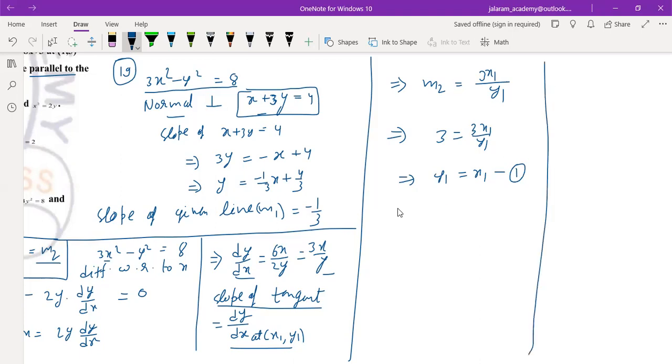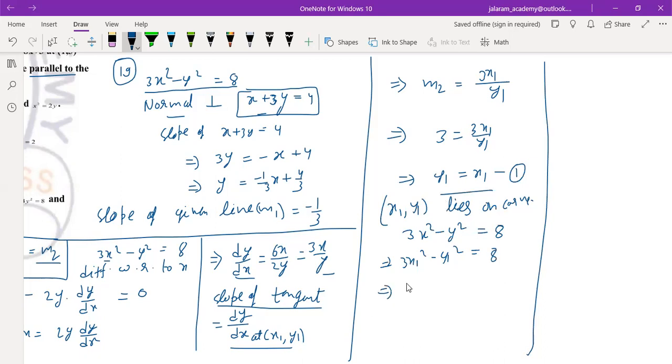And always we know that x1 comma y1, which is the point of contact, lies on the curve also, on this hyperbolic curve 3x square minus y square equals 8. So 3x1 square minus y1 square equals 8. And from equation 1, x1 equals y1. So we can write 3x1 square minus x1 square equals 8. 2x1 square equals 8.